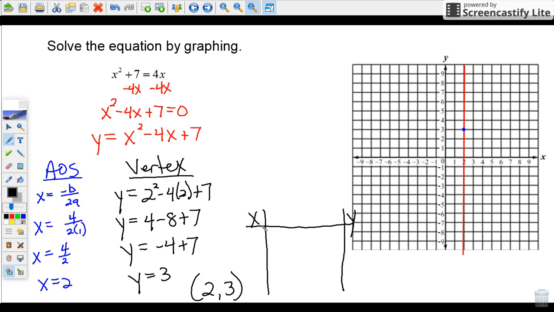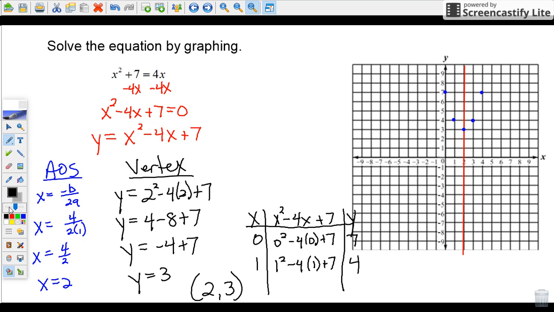I'm going to use 1 and 0 for x. When I plug in 0, that's the easy one. I just get positive 7. Plug in 1. 1 squared is 1. This would be negative 4, so 1 minus 4 is negative 3, plus 7 is positive 4. Let's plot those and reflect them. So 0, 7, 1, 4, reflect them.